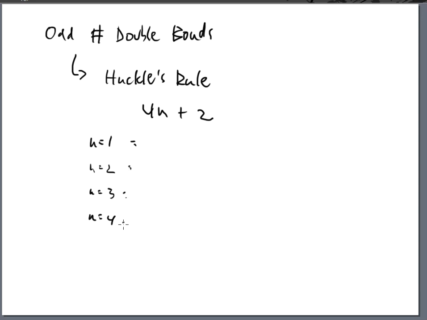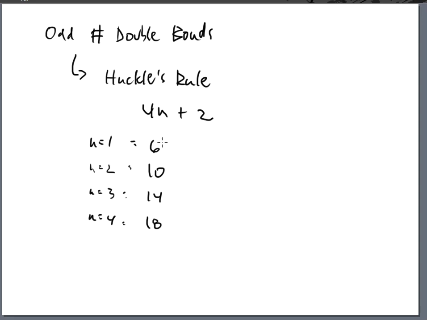So what Mr. Huckel discovered is that I could substitute 1 for the n. So 4 times 1 is 4, plus 2 is 6. And then the 2 gets substituted. 4 times 2 is 8, plus 2 is 10. And then the 3 gets substituted. 4 times 3 is 12, plus 2 is 14. And then 4 gets substituted. 4 times 4 is 16, plus 2 is 18.